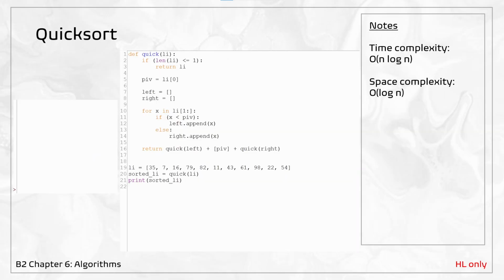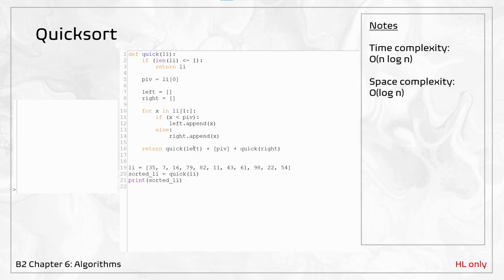It might sound complicated on paper, but in practice, this beats out both bubble sort and selection sort in time complexity, with an average time complexity of O of n log n. However, implementing quicksort is arguably the most complicated. So here's the code for it, and as you can see, it has a recursive term down here.